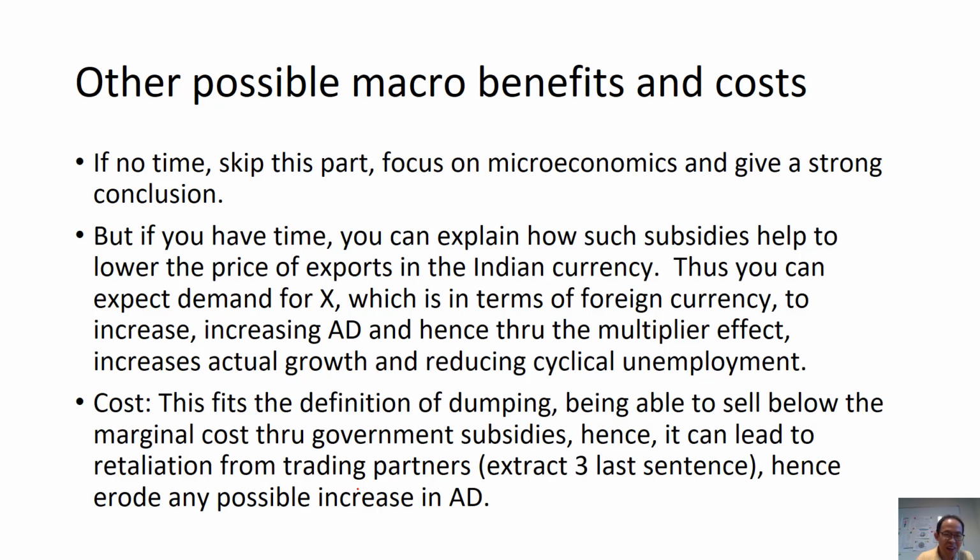This fits the definition of dumping, because if you recall in your international econs, if the subsidies allow the farmers to sell the good at below cost, that is selling below marginal cost, that is the definition of dumping. So if you read the last sentence of extract 3, when other countries see India doing this, they might retaliate. If they impose any tariffs on the same agriculture exports, your AD may not increase. So this is a possible benefit and cost from the macro point of view. If you have time, I think it's good because of extract 3 last sentence.